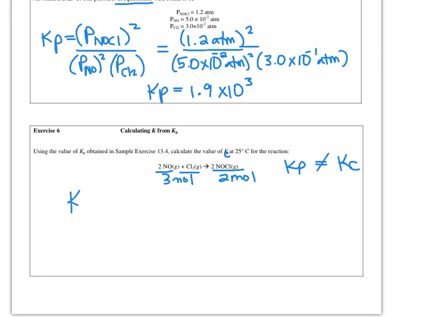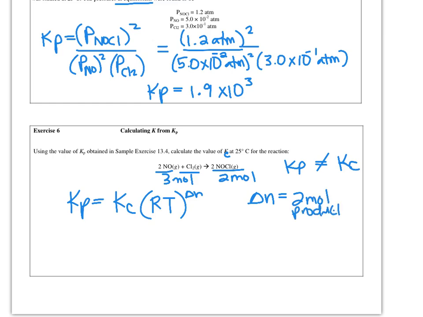So Kp is equal to Kc, and then you have to make sure you do R and T in parentheses raised to your change in moles. Okay? So our change in moles, delta n, is product moles, so 2 moles of product, minus 3 moles of reactant. Make sure you do it the correct way because you want to have the right sign. So delta n is going to be -1. All right, so then we go to plug in.